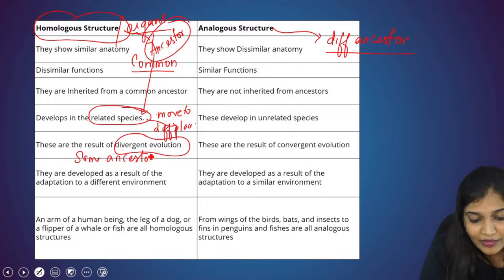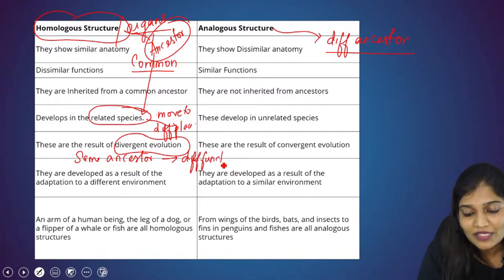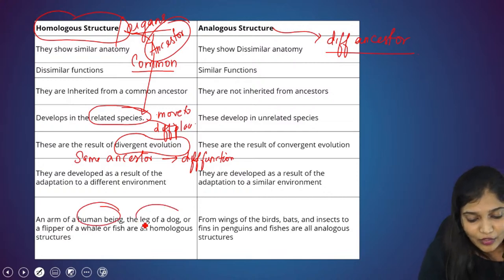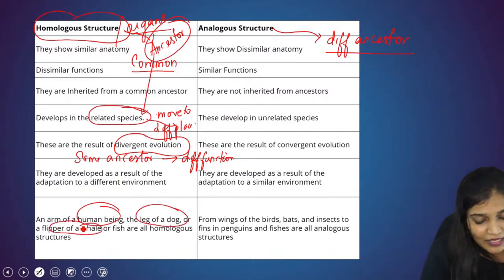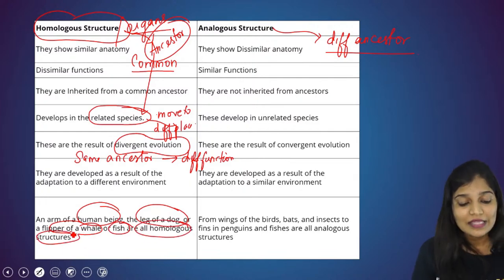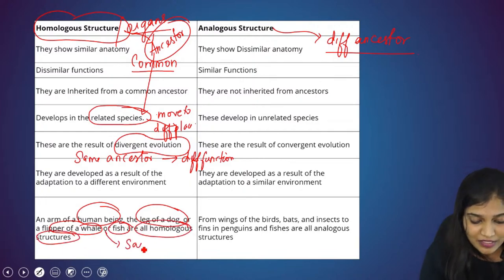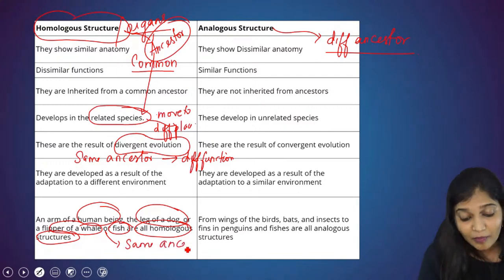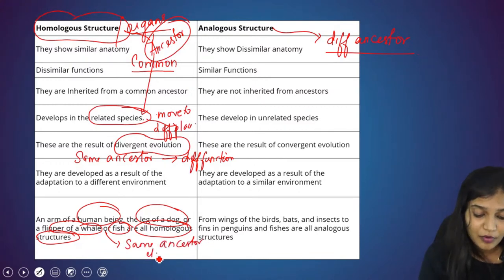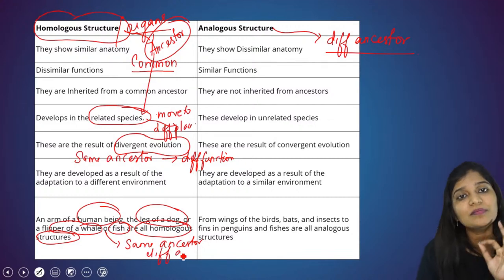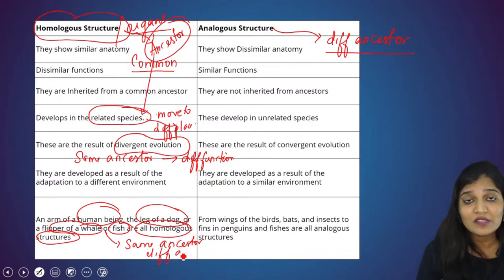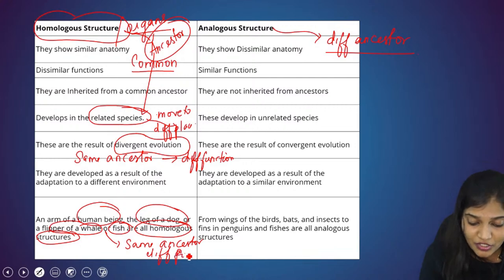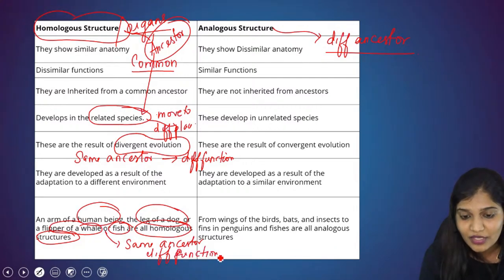but they go and perform different functions. If I'm talking about one organ, let's take the human being, the leg of a dog, the flipper of a whale, fishes, all are homologous structures, which means they might have come from the same ancestors, but have different functions. This is important. Homologous means, just remember, same ancestors, but different function, and divergent evolution.